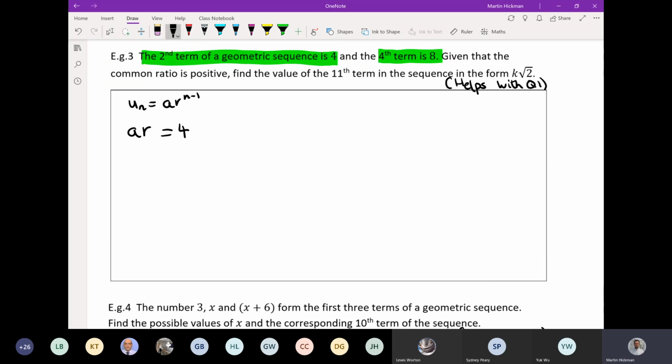Okay, at this moment, I don't know what a is and I don't know what r is. Then I'm told that the fourth term is 8. So I know that a times r cubed equals 8. Just take care here. It should be a power of 3, not power of 4. You might be tempted to think it's the fourth term, so I put r to the power of 4. But of course, it's always n minus 1. So that's why we've got the 3 there.